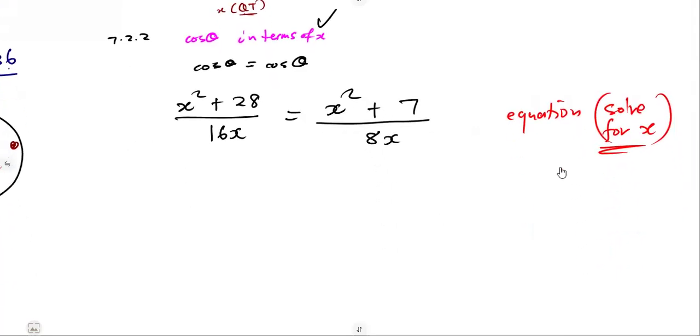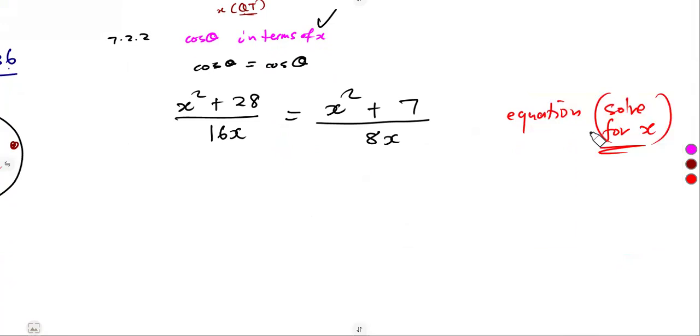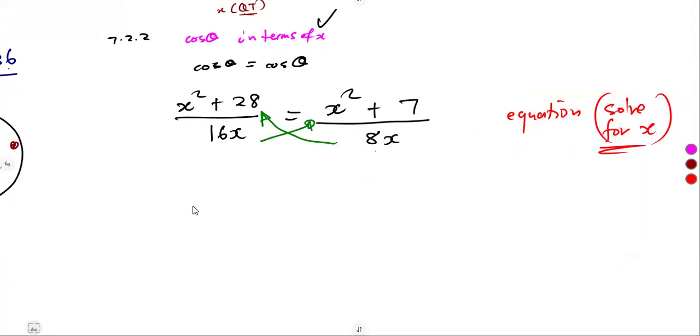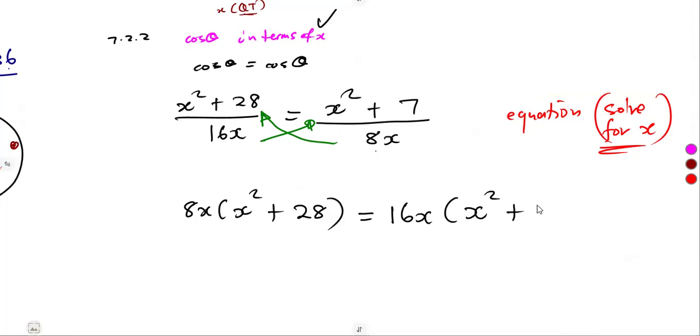So that is the question. So how can we solve, guys? We are back now to our equations. Cross multiply. We apply whatever is applicable, guys. So we're going to cross multiply this part. That is 8x is going to multiply x squared plus 28. 16x will multiply the whole of this part. So this is 16x multiplying x squared plus 7.